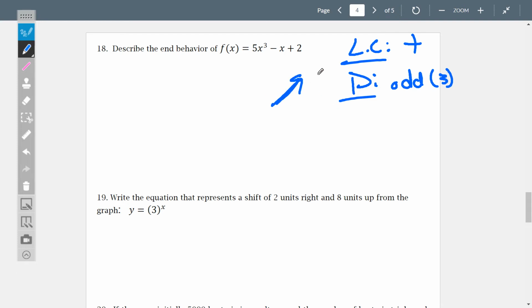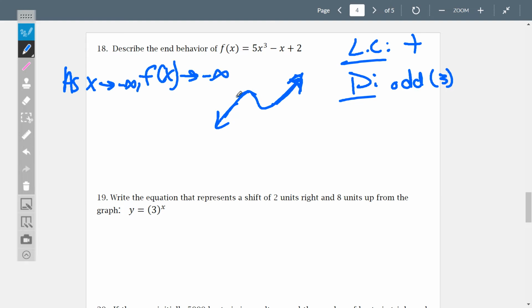If the leading coefficient is positive, the right side goes up. If the degree is even, both sides do the same thing. If the degree is odd, the left side is opposite of the right side. So the left side is actually going down. Our end behavior looks something like this. As x goes to negative infinity, the function also goes to negative infinity. The left side goes down. As x goes to infinity, the function also goes to infinity. The right side goes up.